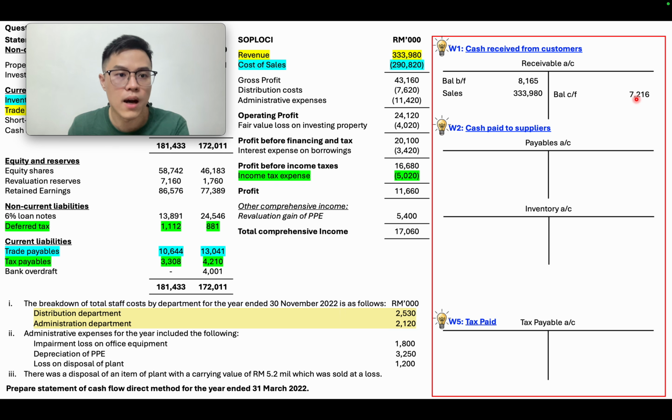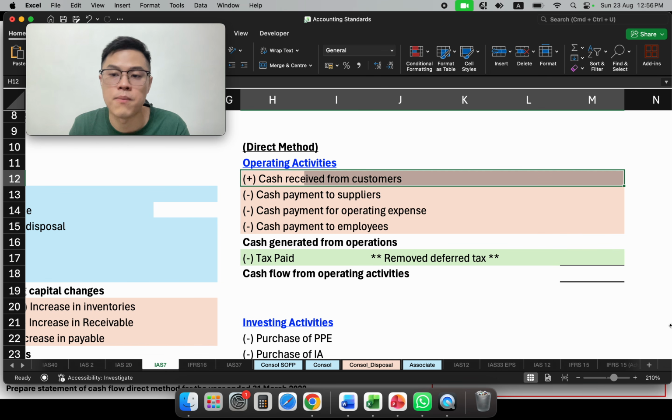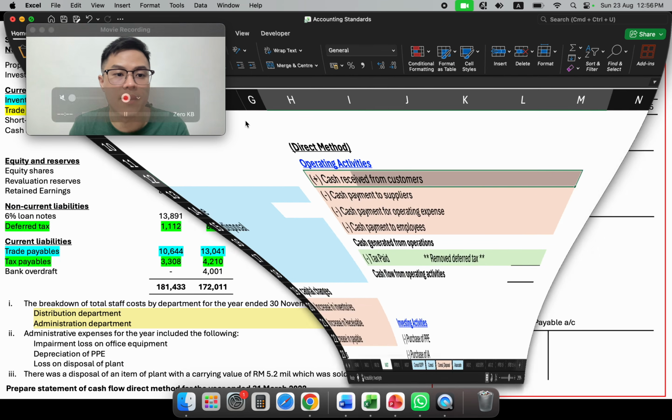That is the amount that you have intended to find, which is the cash received. So if you're adding this, put it here, minus 7216, the balancing amount will be your cash received from your receivable. So this is going to be the amount to be put over your direct method, cash received from customer. So that is just like that.